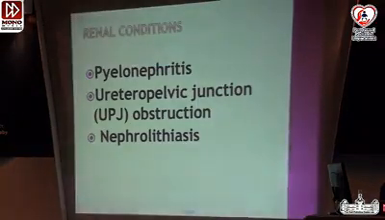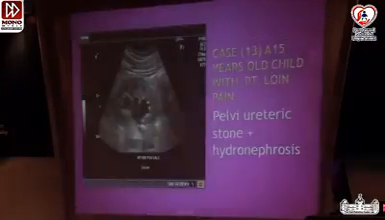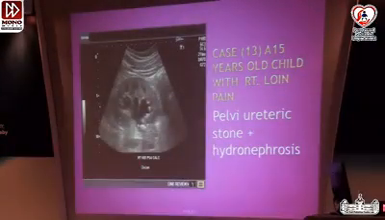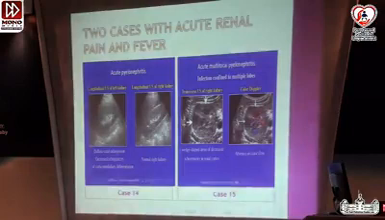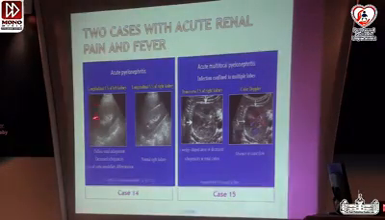Let's go to the renal conditions: pyelonephritis, uretropelvic junction obstruction, and renal stones. A 15-year-old child with right loin pain. Okay, here dilatation of the pelvicalyceal system with an impacted stone at the upper ureter. In acute pyelonephritis, we can diagnose diffuse form and multifocal pyelonephritis.